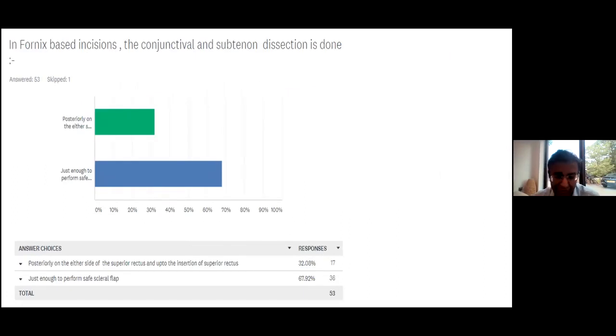And then I've omitted a few questions because I had to prepare a presentation at the last moment again last night. So this question was, in fornix-based incisions, the conjunctival and subtenon, how do you do the subconjunctival and subtenon dissection? It was very interesting to see that the majority of the surgeons, about 68%, only do adequate dissection to do a scleral flap and put sutures in.